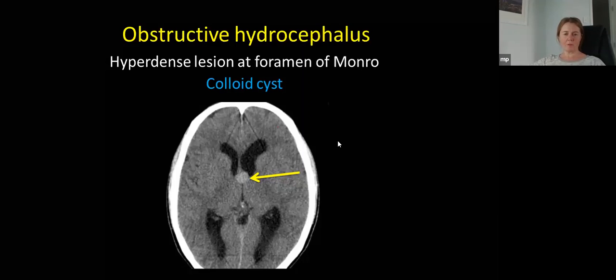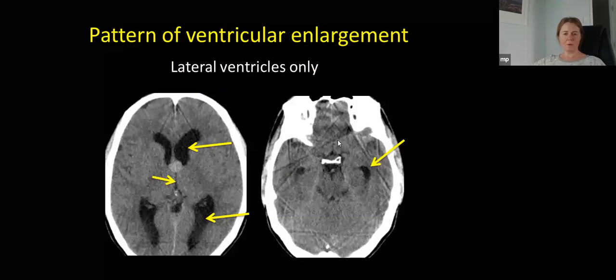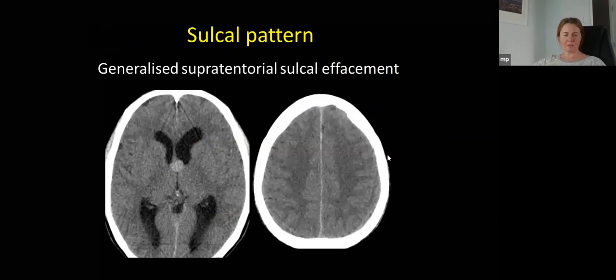So we're starting from here, we've got an obstructive hydrocephalus. So we've looked at the pattern already. So the third ventricle is not enlarged. The temporal horns are a very good place to check for enlargement of the lateral ventricles. If these are up, it's quite a good indication that you've got enlargement of the third ventricle. What about sulcal pattern? That's the next question you have to move on to.